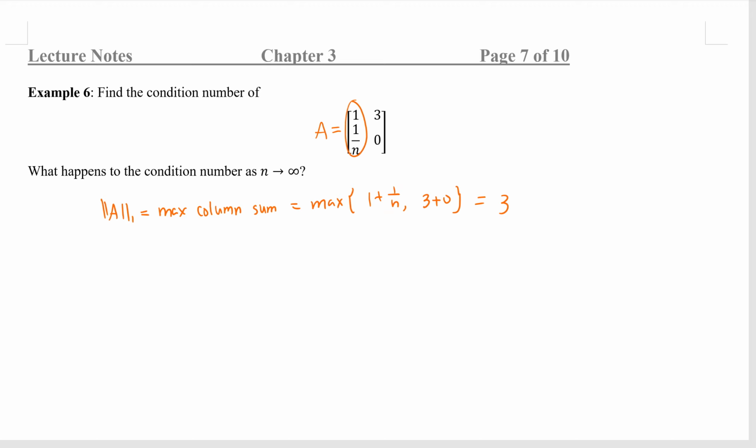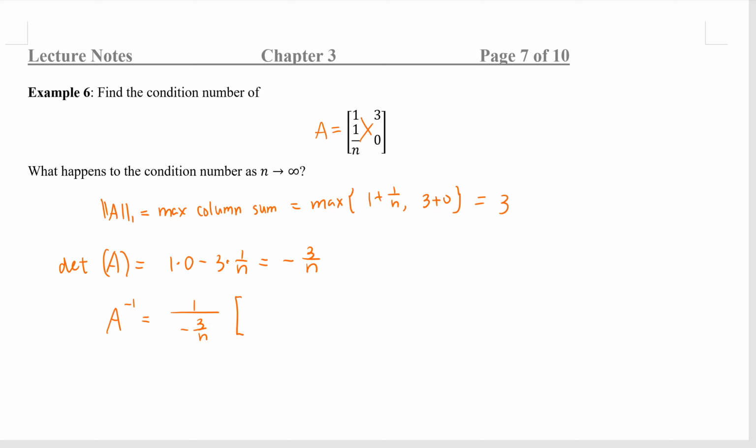So far, so good, everybody? Okay, next we need to compute the inverse. Well, let's first compute the determinant of it. So determinant, cross multiply, but we subtract: 1 times 0 minus 3 times 1 over n. So the answer is minus 3 over n. Right? Then A inverse is 1 over the determinant, minus 3 over n.